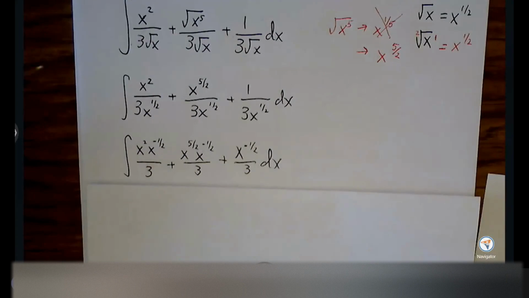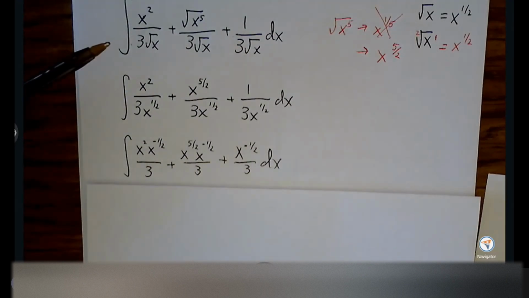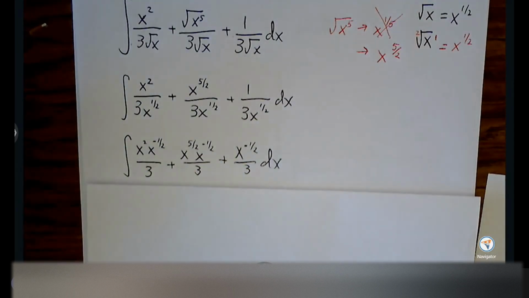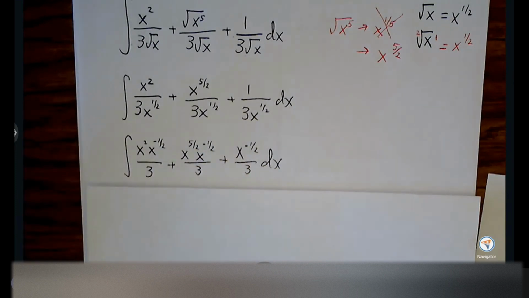When you multiply your variables, you're going to be adding exponents. So 2 minus 1/2 is 3 halves. 5 halves minus 1/2 is 4 halves, which is 2. And negative 1/2 is going to stay. And I still see a denominator 3, which is in the right place, but now I'm just going to push it out in front. Just make it a little cleaner for my power rule step.